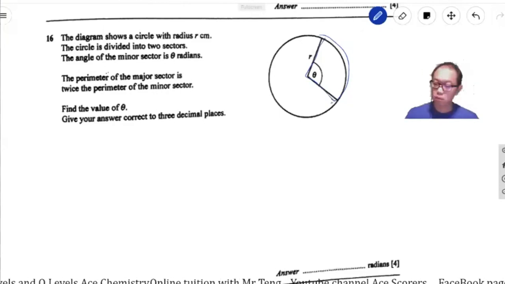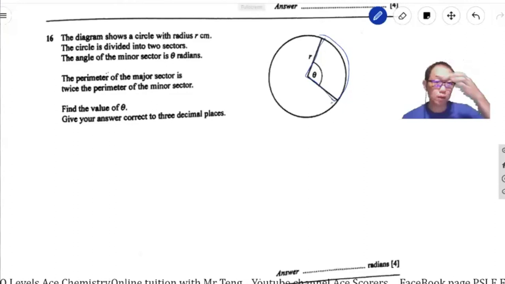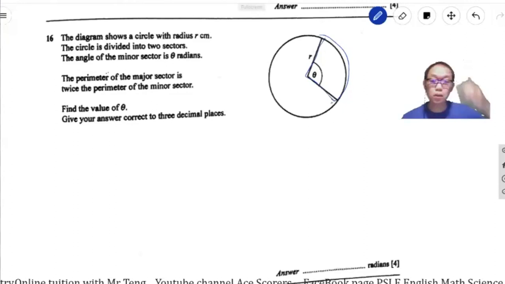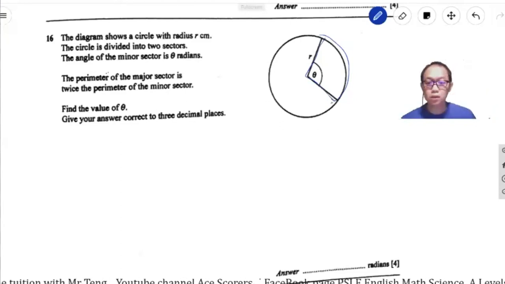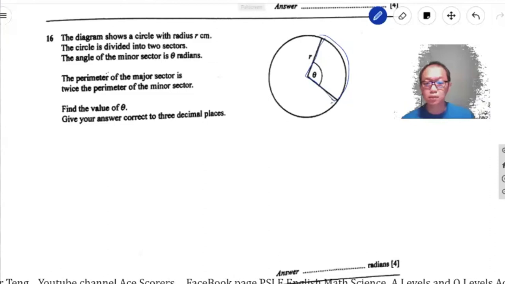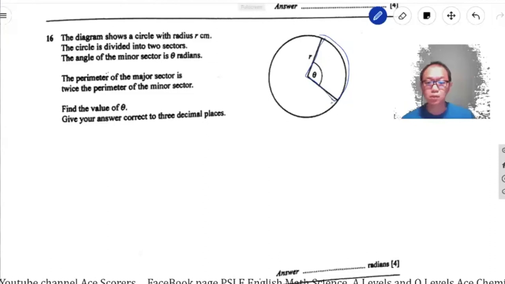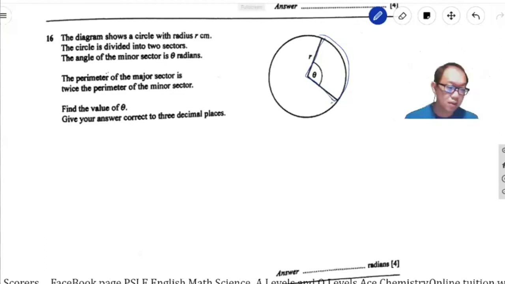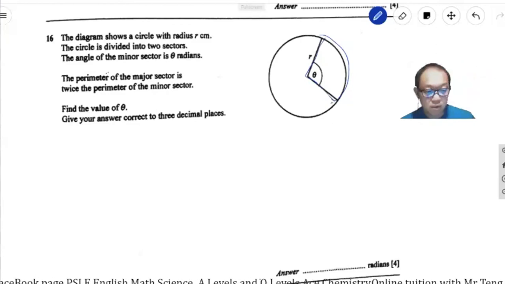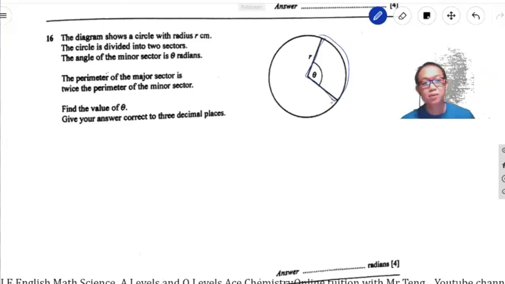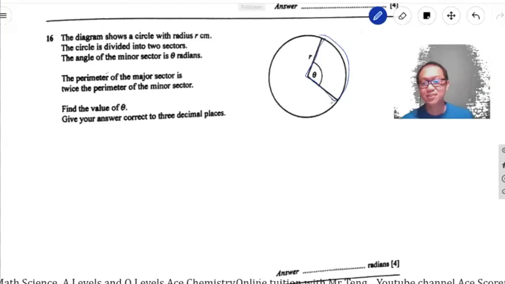Okay, any answers, anyone, for this? Amelia or Ethan? No answer, okay. Ethan? No, also. Jay? Yeah? 2.094. Wait, what did you say? 2.094. Two wrong. Oh no. Reputation go down.